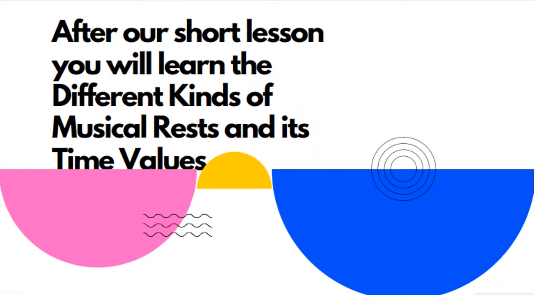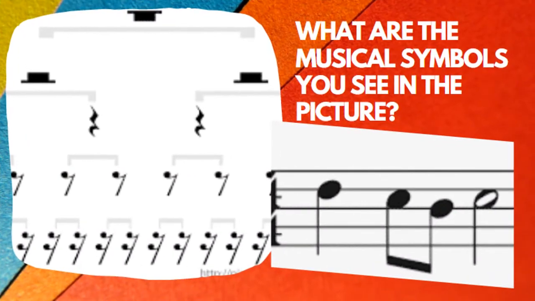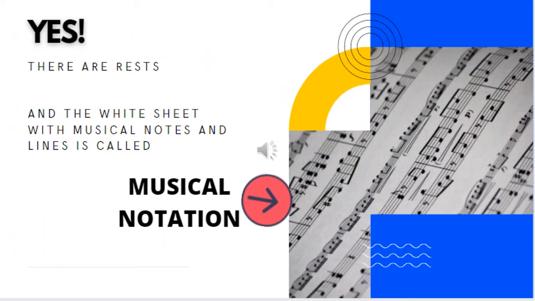After a short lesson, you will learn the different kinds of musical rest and their time values. What are the musical symbols you see in the picture? Yes, there are rests, and the white sheet with musical notes and lines is called musical notation.